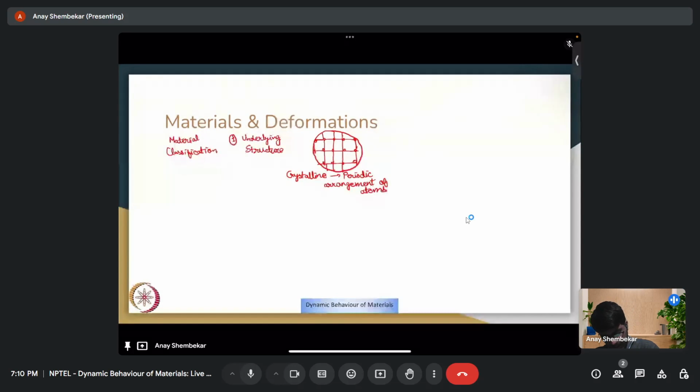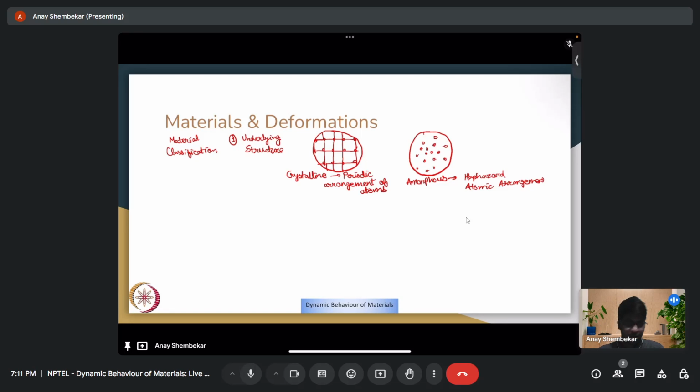Next, another type of structure could be amorphous. In amorphous, you have a haphazard atomic arrangement. So you could have, say, one atom here, another here, a third one here. But it's not necessary that this triangular pattern will be repeated close by here. And there's no great order to this sort of arrangement.